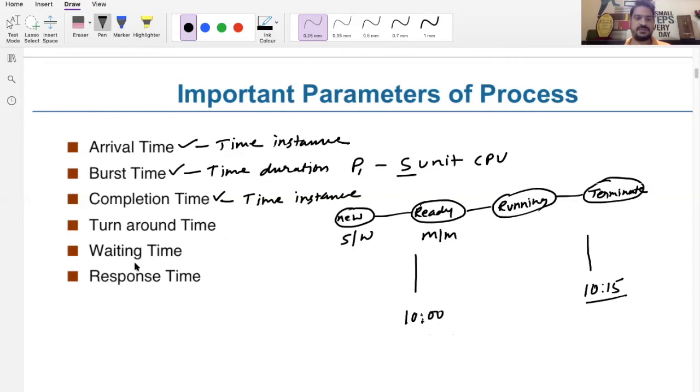Now the next time is called turnaround time. What is turnaround time? Turnaround time, in short, we can call turnaround time.